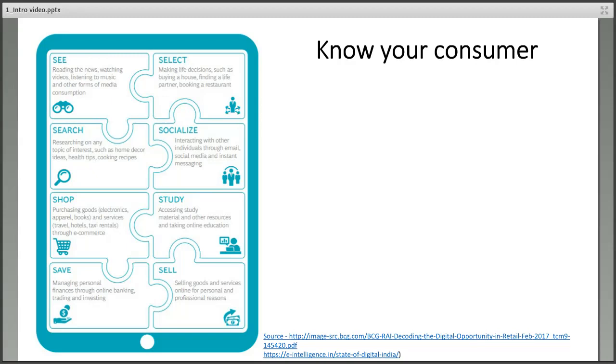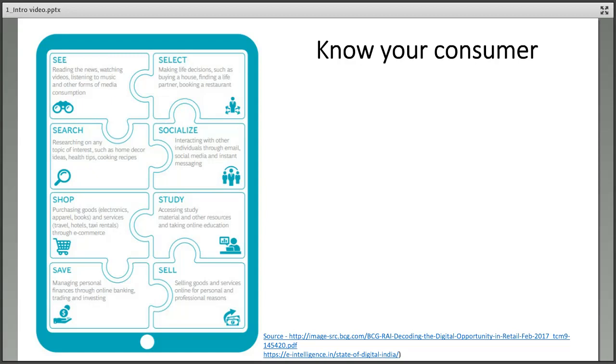There's also a great chunk of consumers who come online just to socialize, either through email or social media platforms. Apart from that, there's a small chunk of consumers who come online to study, either through online courses or websites which offer certification courses like the one you're reading or listening to now. Apart from that, the last activity is selling, wherein a particular consumer becomes a producer at a point of stage and wants to sell his or her goods and services online.